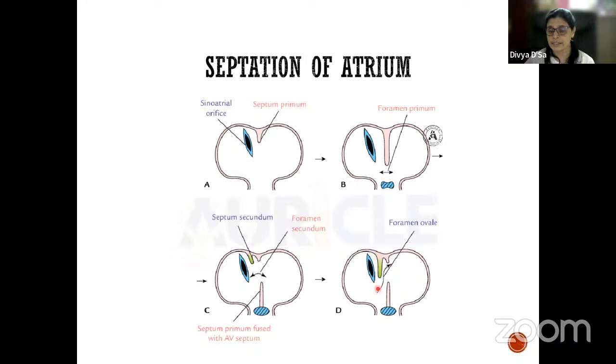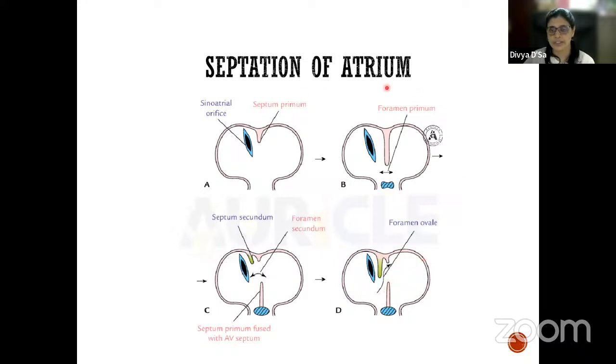So whatever blood is coming here is coming from the right common cardinal, which forms the inferior vena cava. Then we had the vitelline vein, which formed the superior vena cava, right? So all the blood which is coming here, a little goes to the ventricle and most of it goes to the left atrial chamber through this foramen ovale.